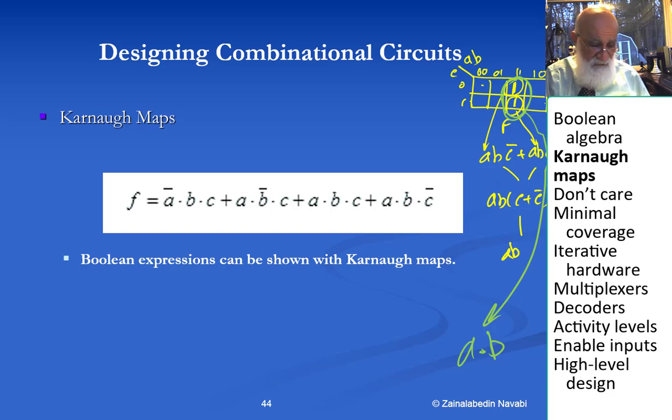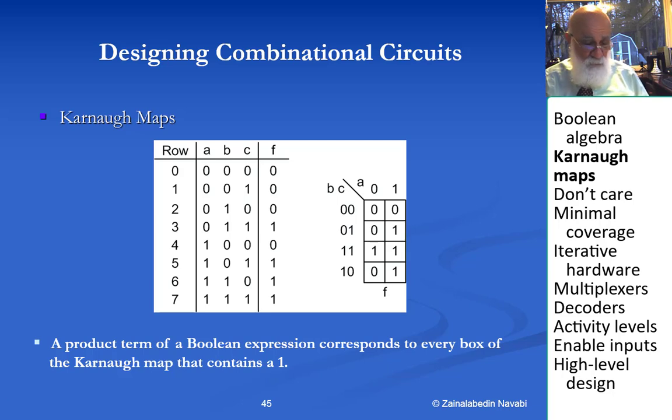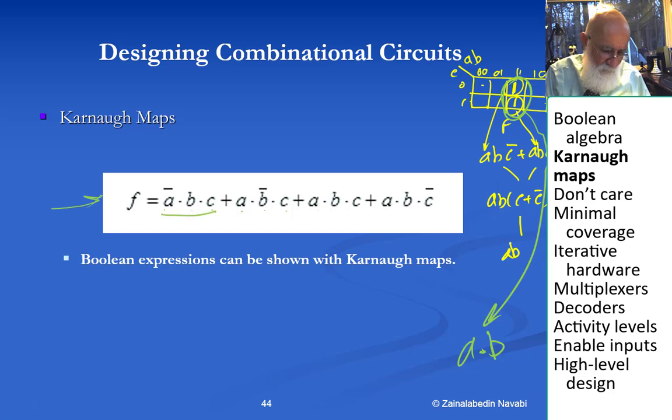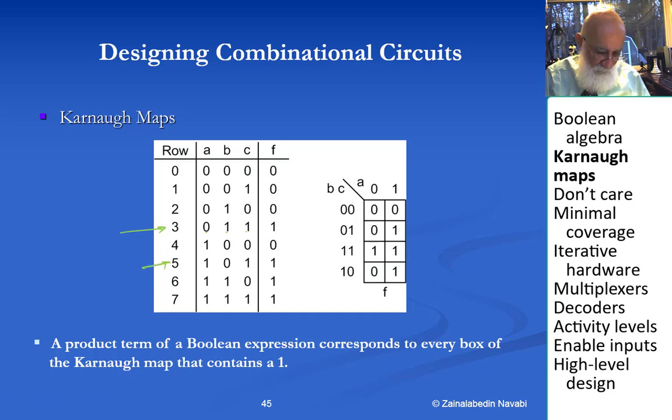Alright, so let's continue with what I'm showing over here. Let's say I have a function a bar b c, a b bar c, a b c, a b c bar. Okay, I have three variables, and the truth table corresponding to this has a 1 in position 0, 1, 1, 0, 1, 1. It has a 1 in position 1, 0, 1, 1, 1, 1, and 1, 1, 0. Okay, so it has ones in these four positions.